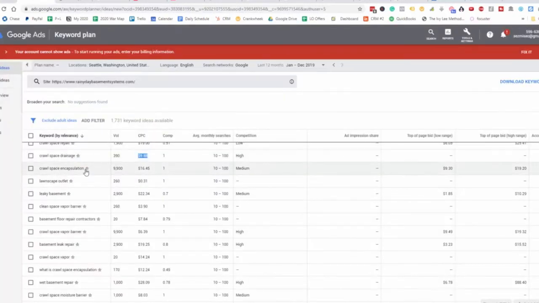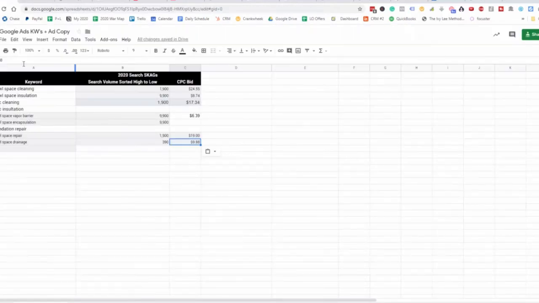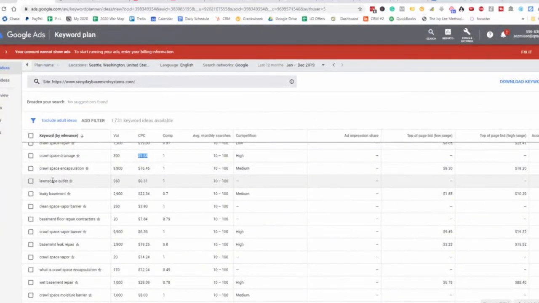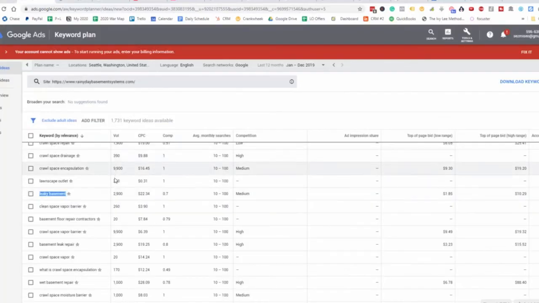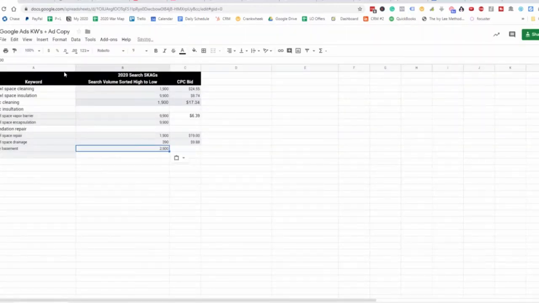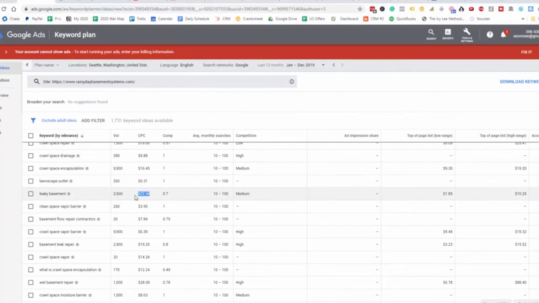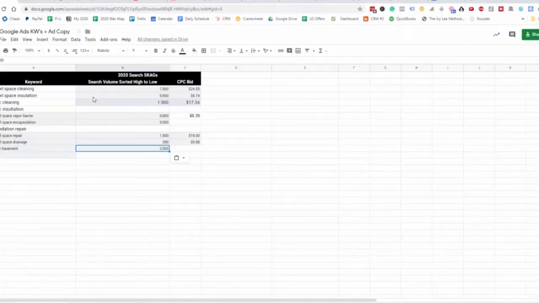Crawl space encapsulation. I think we already have that. Yep. And then landscape, that's something else. Leaky basement can also be a service. With the leaky basement, that could be like leaky basement cleaning near me, right? Those types of keywords. And so this could be a whole keyword ad group right here. Fantastic. Let's go to the cost per click. Obviously quite high there, 22. I'm sure this is a good return on investment for the contractor.